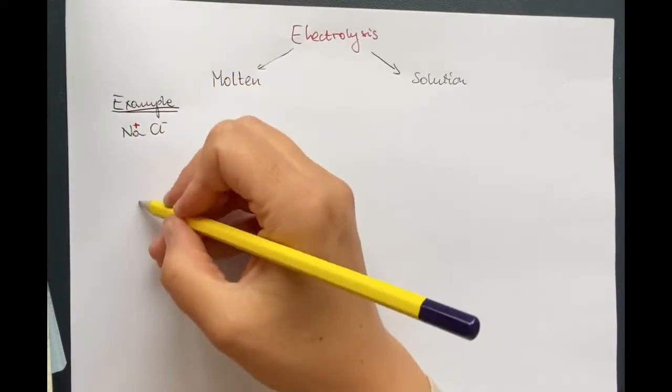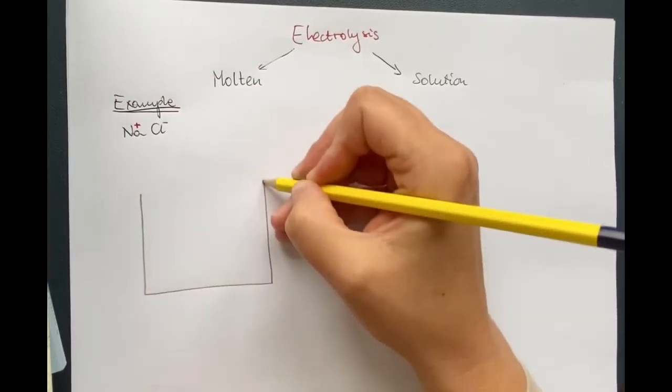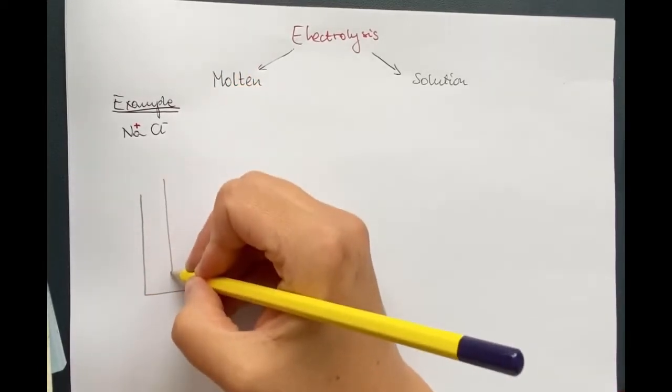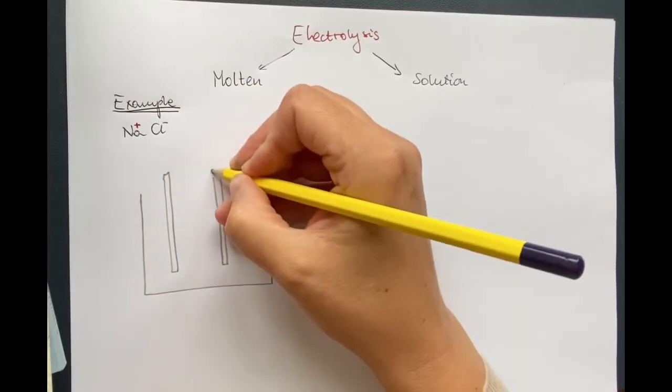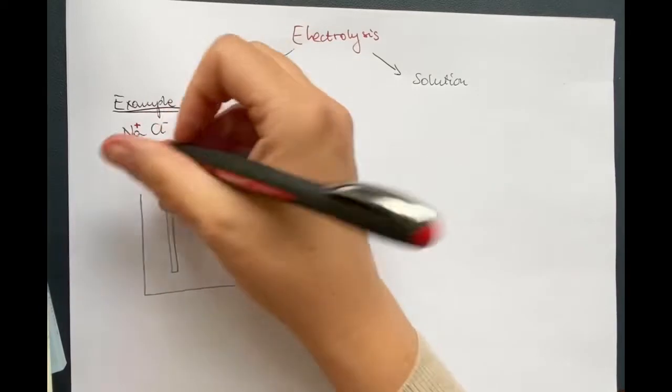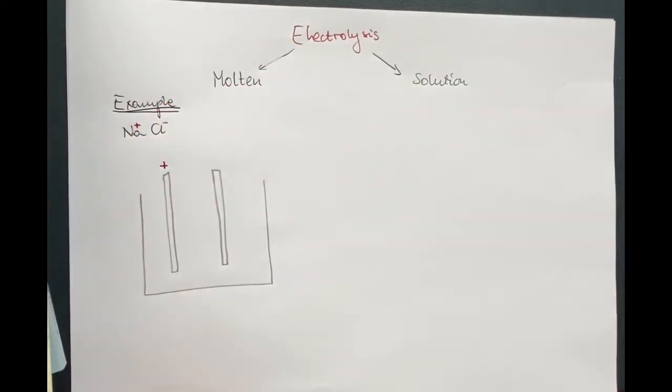So again, let's draw it out. There you go, my container with 2 electrodes in it. Now one of them is a positive electrode, the other one is negative.